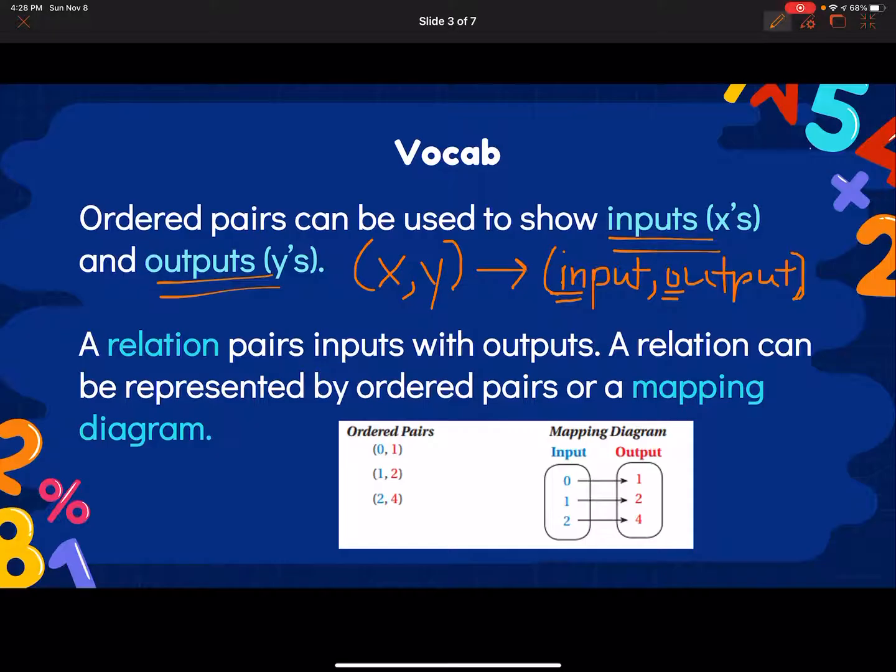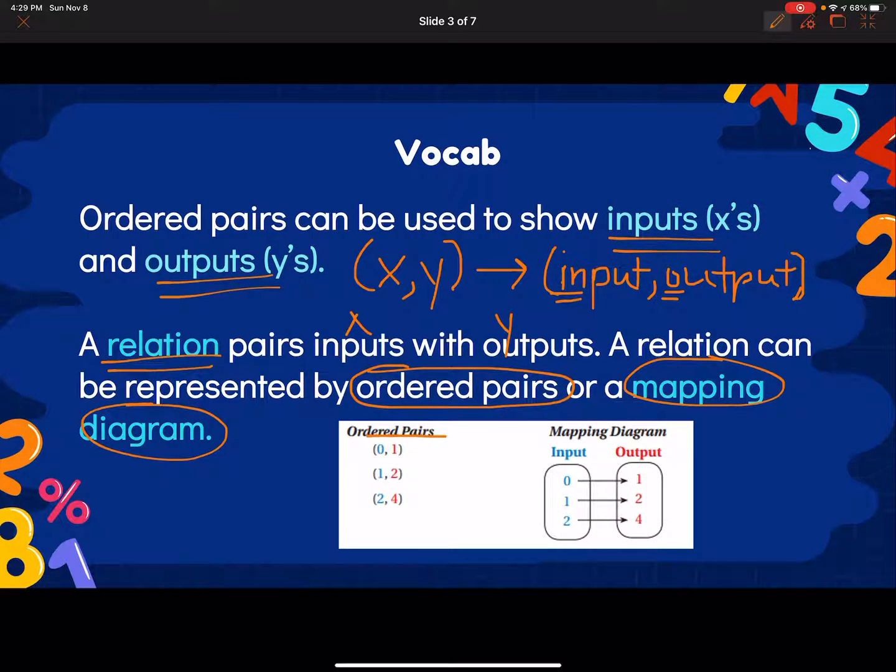Our next vocab says a relation pairs inputs with outputs. So it places the x value with the y value. A relation can be represented by ordered pairs, which we've been working with for several weeks, or a mapping diagram. Now, the mapping diagram may be something new. It's very simple as well. It's as simple as writing it as an ordered pair. It's just a different way of representing or organizing the same information. So down below, we have an example of some ordered pairs, and I just marked through that, so let me erase that real quick.